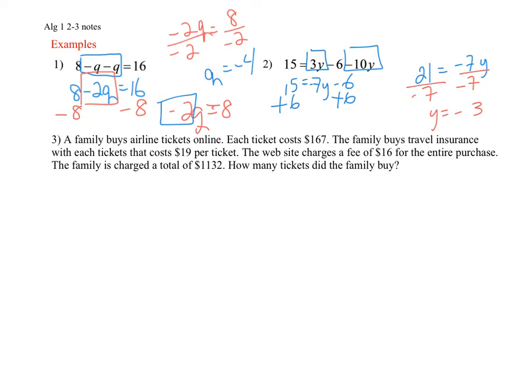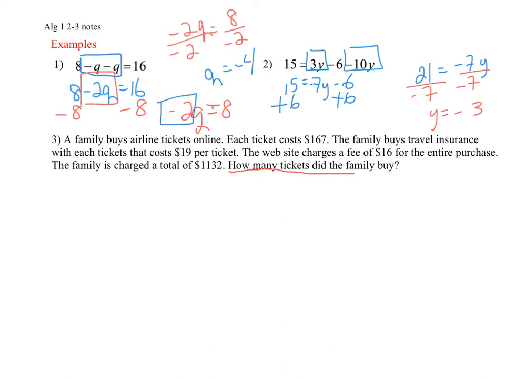A family buys airline tickets online. Each airline ticket costs $167, and the family buys travel insurance with each ticket that costs $19 per ticket. The website charges a fee of $16 for the entire purchase. The family is charged a total of $1,132. How many tickets did the family buy?